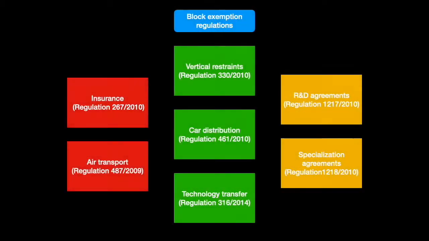Okay, so there are a number of block exemption regulations. In this video, I will focus only on Regulation 330/2010, which serves as an example as to the structure and the way that these other regulations are applied. But as you can see, there are other regulations like the car distribution regulation. There's a block exemption covering technology transfer agreements. There are 2 block exemption regulations covering R&D agreements and specialization agreements. And there are also sector-specific block exemption regulations, one covering insurance and the other covering air transport.